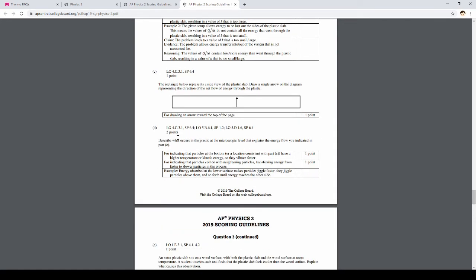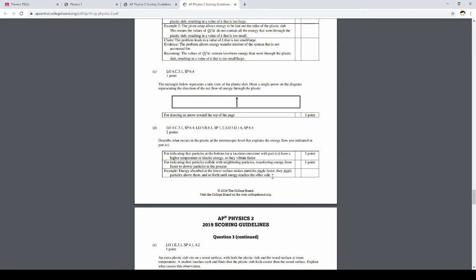Describe what occurs in the plastic at the microscopic level that explains the energy flow you indicated in part C. So the water is moving at a higher average velocity than the plastic, so it is bumping into the particles of the plastic more quickly, which are causing the particles of the plastic to move more quickly, bumping into other particles, bumping into other particles, bumping into other particles.